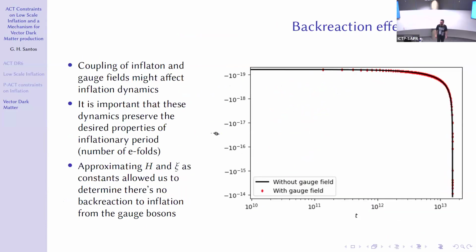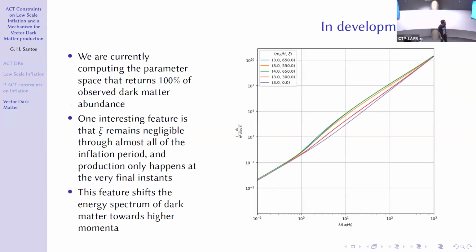So I was confident that the back reaction effects could be neglected. Now, not anymore. Thank you. Let's take that into consideration. So far, we've been ignoring the back reaction effects. At the moment, we are currently trying to compute the parameter space that's going to return 100% of the observed dark matter abundance, now without the approximation of H constant and C constant. So we need to take into consideration the evolution of C, which only has a meaningful value at the very end of inflation, and is really negligible for almost all of the inflation period.